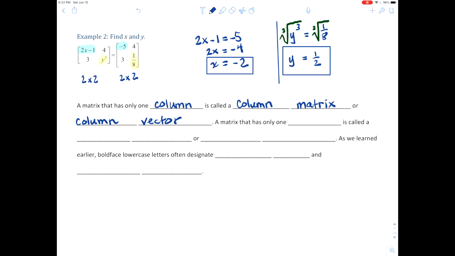A matrix that has only one row is called, what do you think? Awesome, a row vector. Actually, I'll say row matrix first, or row vector. As we learned earlier, boldface lowercase letters often designate column matrices, and row matrices.